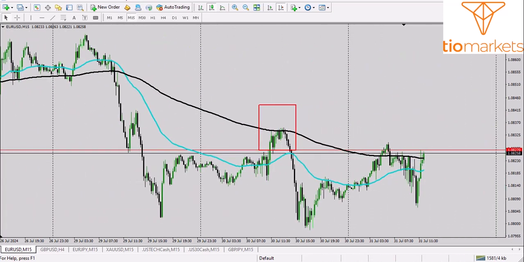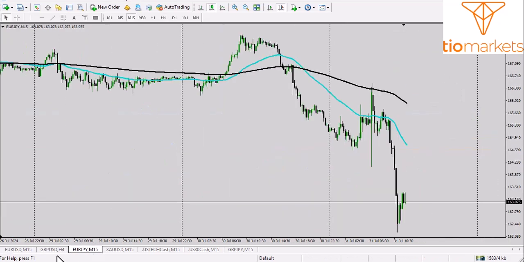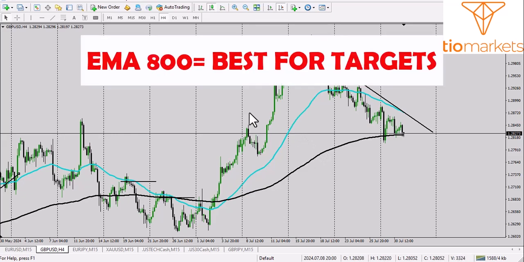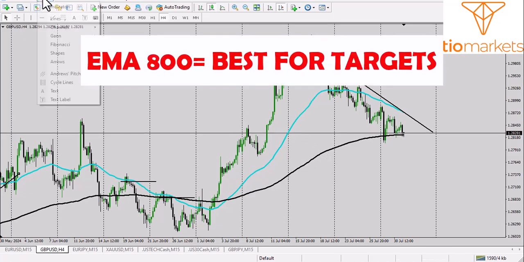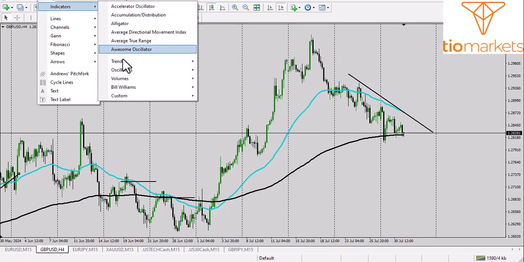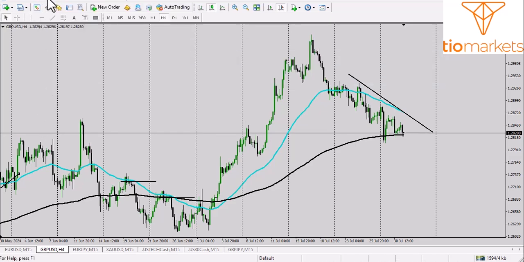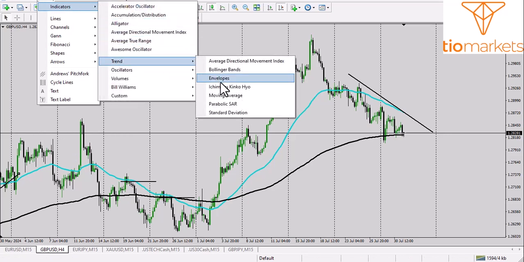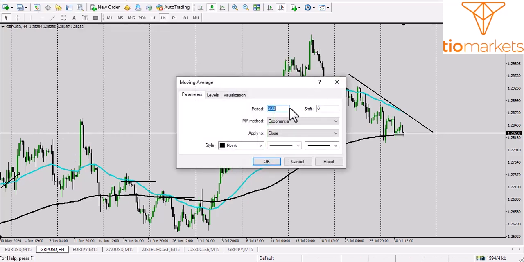it means that we are looking at moving averages and identifying targets from moving averages, and the best when it comes to targets is the EMA 800. Let me just load it and show you how to put these moving averages on a chart. You go to insert, you go to indicators, then since this is a moving average, you go to trend, then you go to moving average, and you put in 800 on the period there, exponential close, and you change the color.